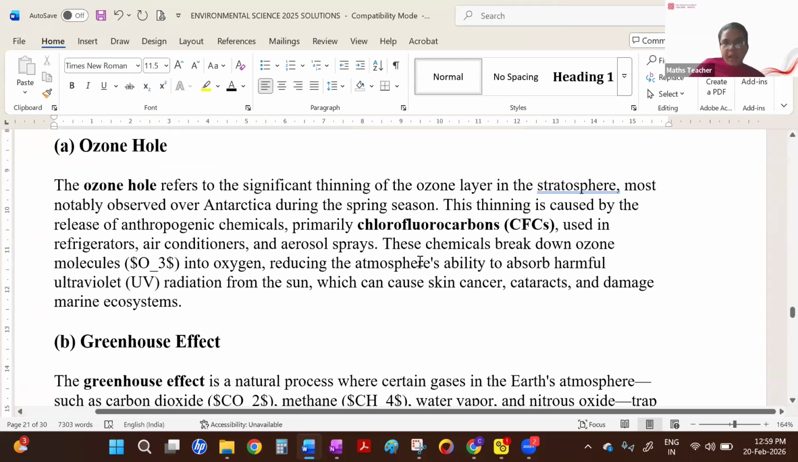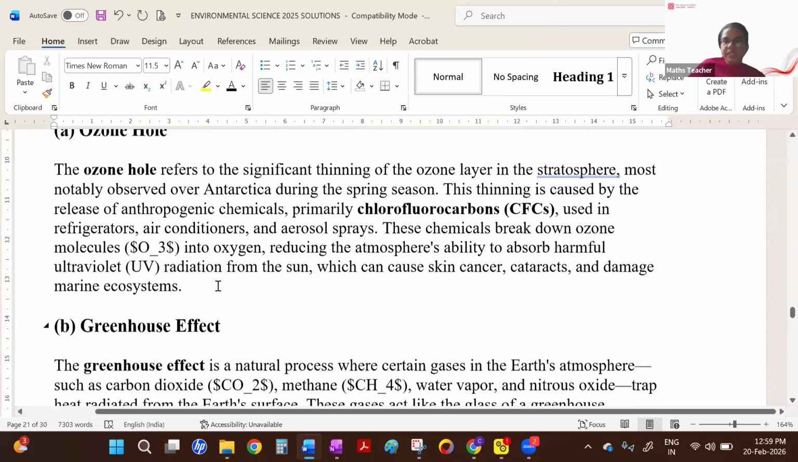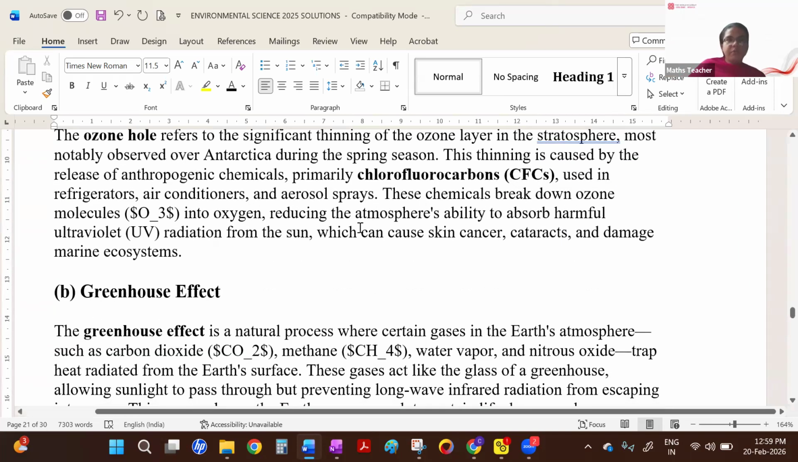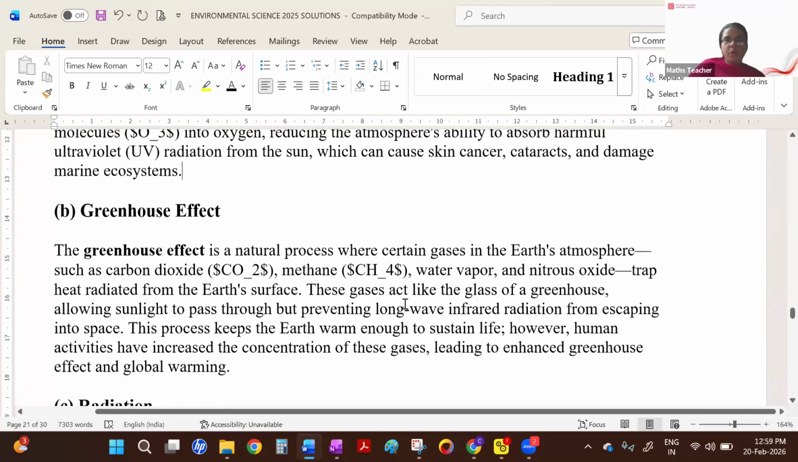And then what happens? It reduces the atmosphere's ability to block the harmful UV radiation from the sun. When these UV radiations reach the Earth's surface, they cause skin cancer, cataracts, and damage to marine ecosystems. So these are the harmful effects of the ozone hole, and it is caused by chlorofluorocarbons. That's why they are advising to reduce the usage of chlorofluorocarbons.